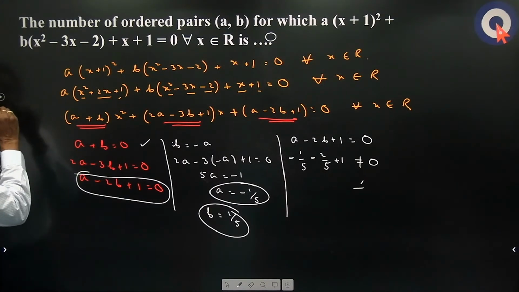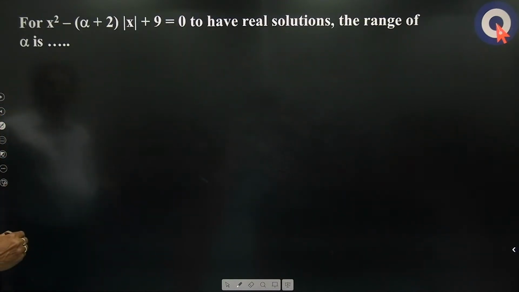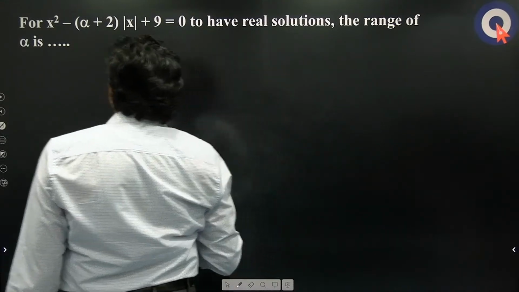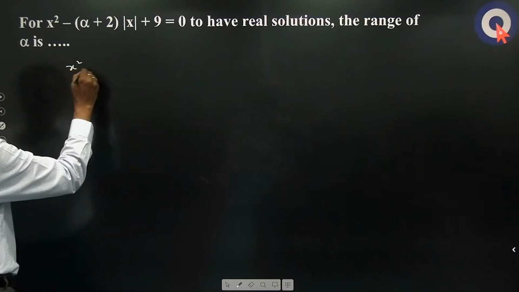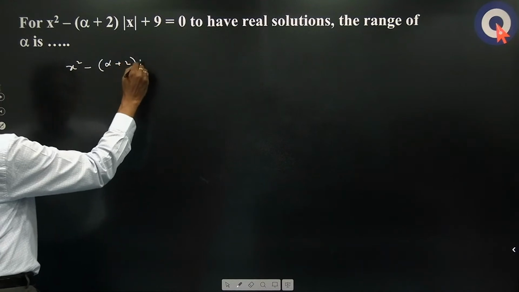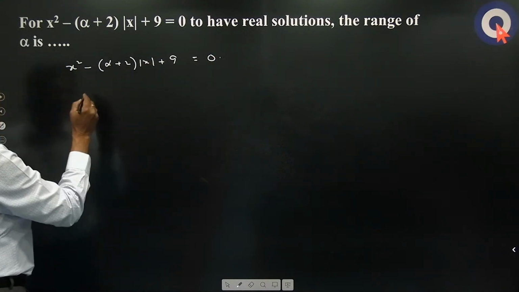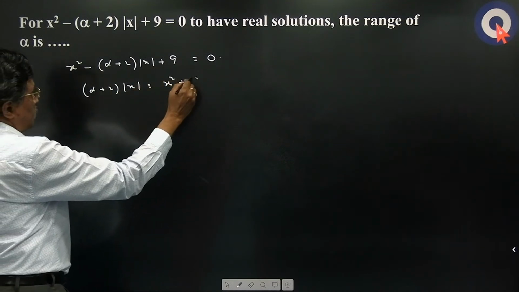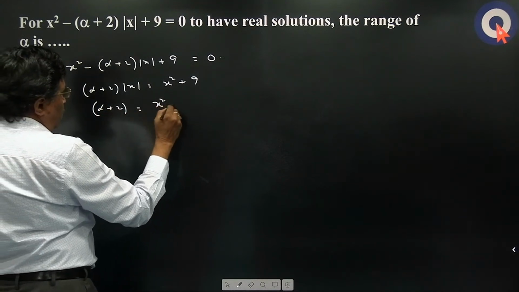So let us move on to the next problem. For x square minus (alpha plus 2) into mod x plus 9 equal to 0 to have real solutions, find the range of alpha. Here also one unconventional approach we shall try to follow. So here it is given x square minus (alpha plus 2) into mod x plus 9 is equal to 0. All right. So now (alpha plus 2) into mod x is equal to x square plus 9. Therefore, alpha plus 2 is equal to (x square plus 9) by mod x.